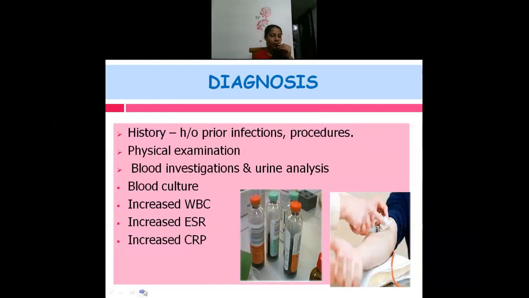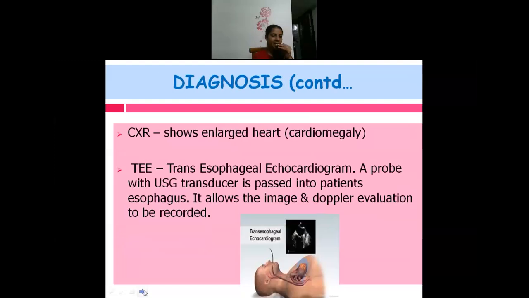Next is diagnosing endocarditis. First of all, history collection has to be done. You can ask them if they have undergone any recent surgeries or procedures. Then a thorough physical examination for all the criteria, that is Janeway's lesion, Osler's node, Roth spots and all. Then blood investigations can be performed and urine analysis can be done. You can also perform a blood culture to see which organism is there. Normally the person's WBC count, CRP levels and ESR levels will be increased. Some patients may also undergo a chest x-ray. In the chest x-ray they will see that the person can have an enlarged heart, that is called cardiomegaly.